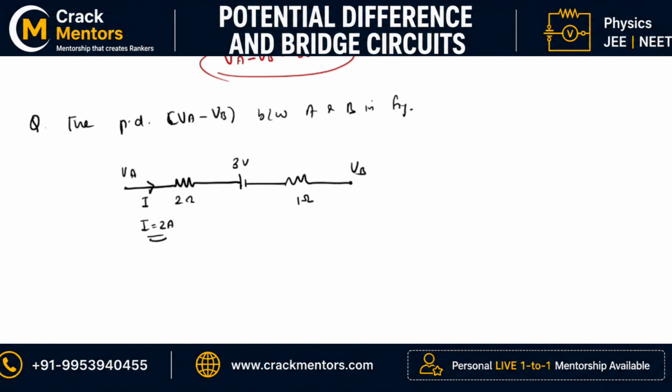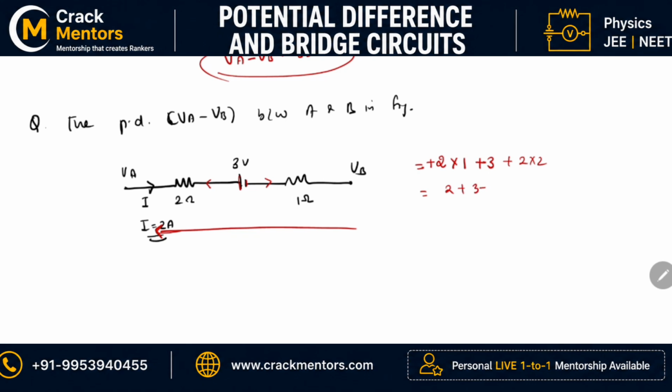Okay, if the question is asking me VA minus VB, that means I am going from B to A. So let us go from B to A like this. So when I am going here, I found that I am opposite to the direction of the current. So the current 2 into 1 with a positive symbol as I am going against. Now you are going from the negative to the positive terminal, therefore plus 3. Again you are going against the current, so plus 2 into 2, that is equal to the potential difference here.